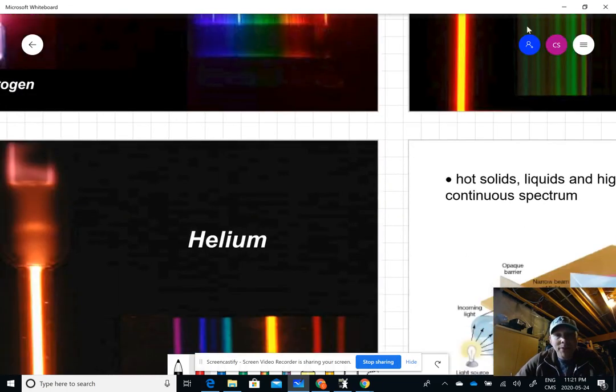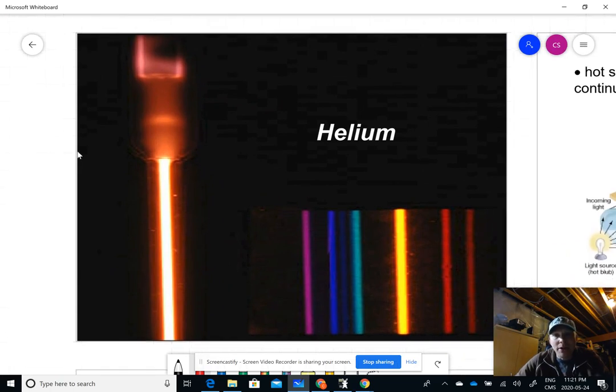Okay. And then helium, here's another one. I don't think I have helium, but helium looks a little more reddish orange than neon. And if you look at its spectra here, it still has that bright yellow, kind of orange, and red in it, but this one has a little bit more blue and purple as well. So remember, each of those represents an electron going from a higher energy state to a lower energy state.